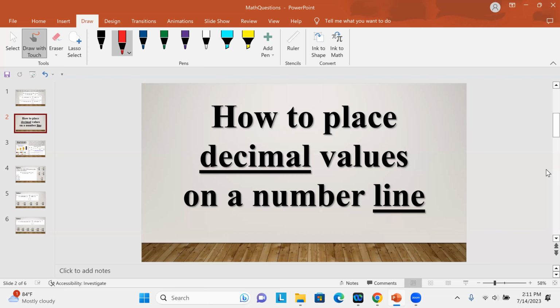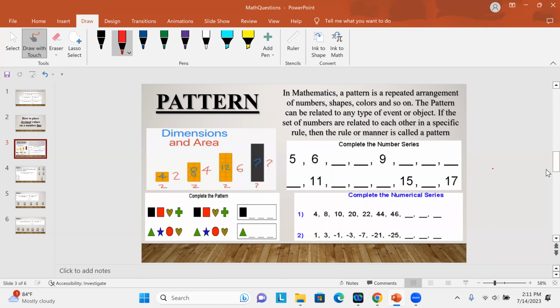Okay, so I can tell you that the key concept we need to solve the questions is pattern. And what they mean by pattern, let's see the definition here. In mathematics, a pattern is a repeated arrangement of numbers, shapes, colors, and so on. The pattern can be related to any type of event or object.